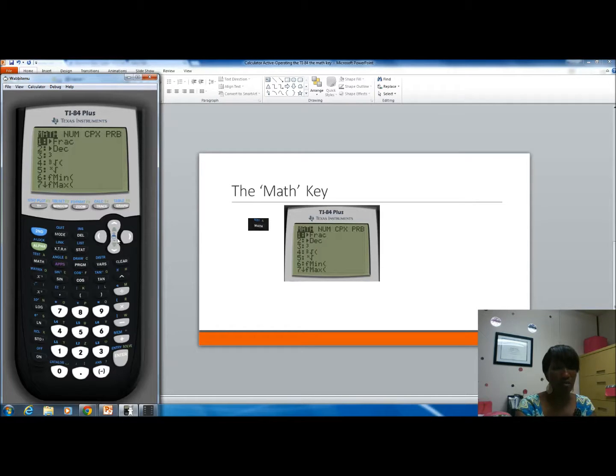Let's hit math one more time. And you have remainder, and we'll look at another video on how to actually enter the fractions into this calculator.